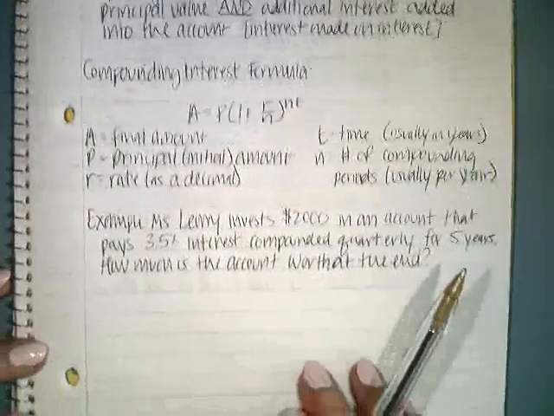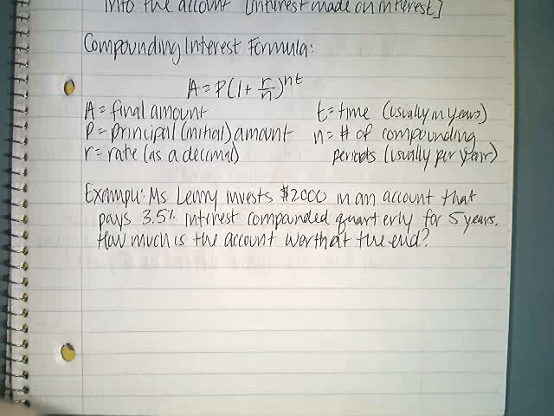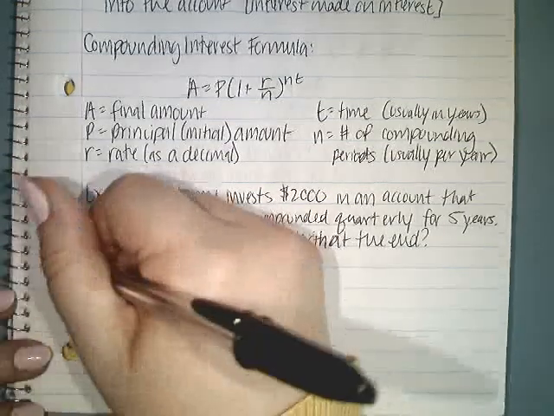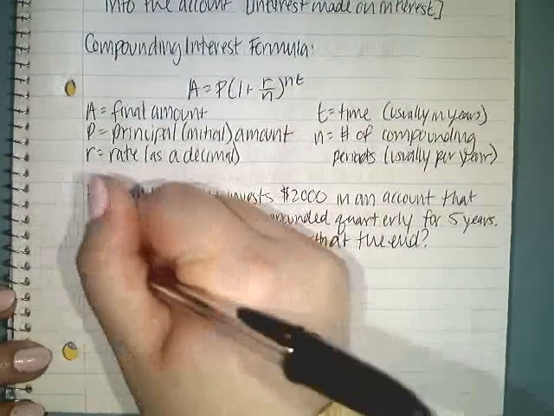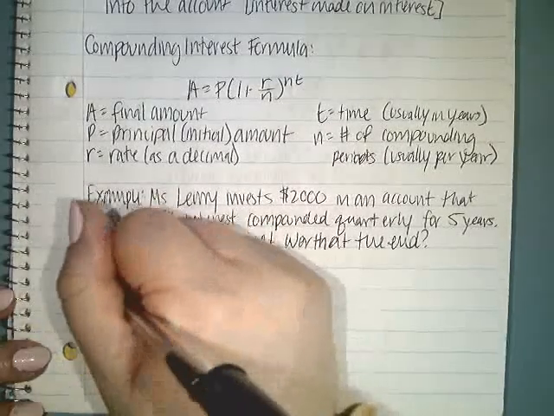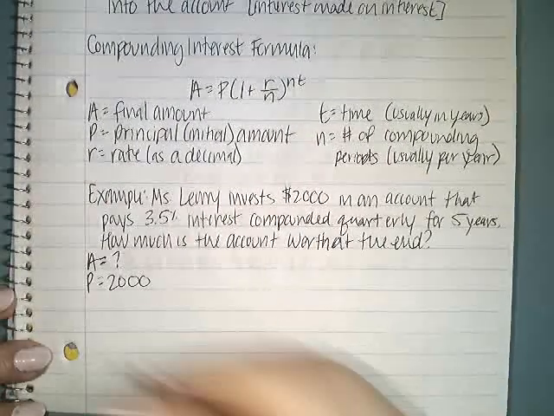So in this first example, I have invested $2,000 in an account that pays 3.5% interest compounded quarterly for 5 years. How much money is in the account at the end, or how much is the account worth at the end of those 5 years? So what I'm going to do is define my variables. So my A is what I'm trying to solve for. My P, my principal amount, is 2,000.